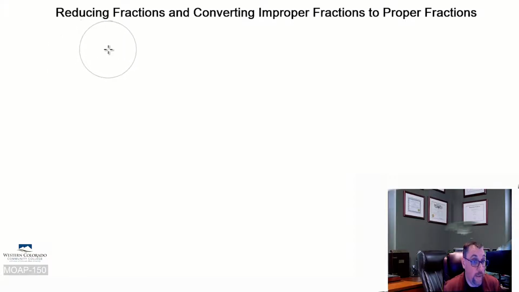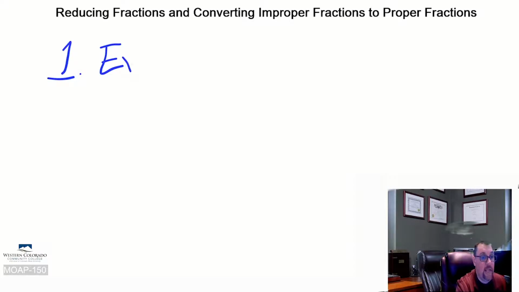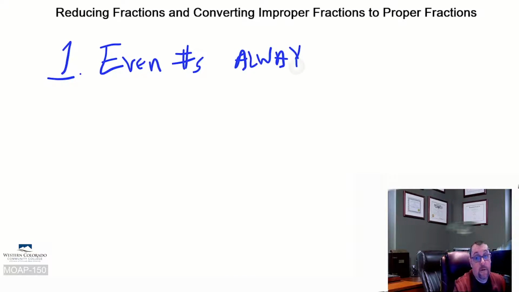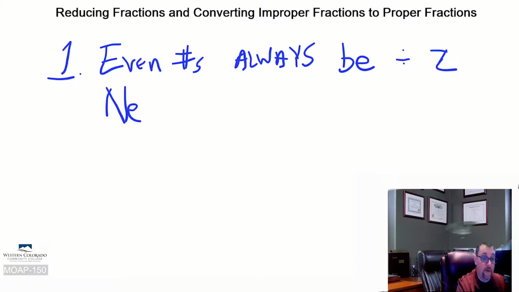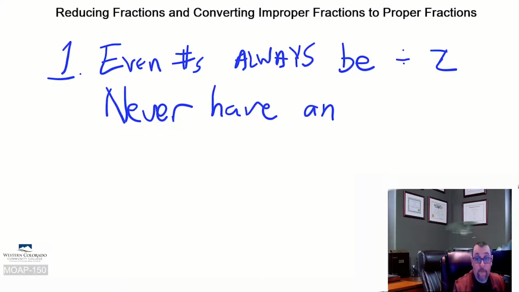So let's do one reduction by itself, one conversion from improper to proper by itself, and then we'll do one that deals with both. So reducing a fraction, there is a little bit of a trial and error method there. A couple of things to remember to make it easy. Even numbers can always be divided by 2. So in other words, you will never have an even number in both positions.